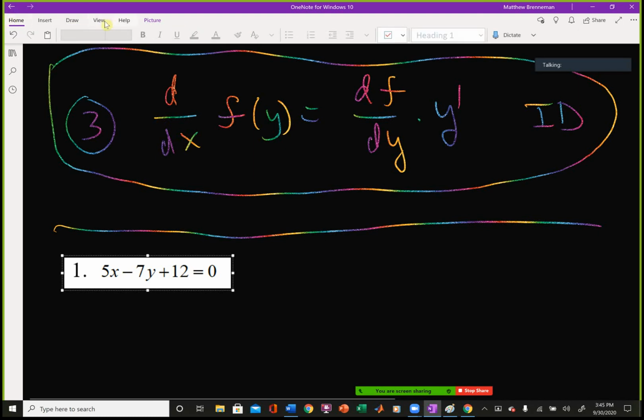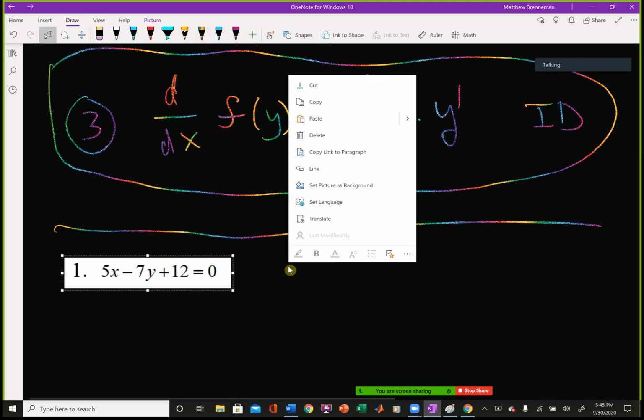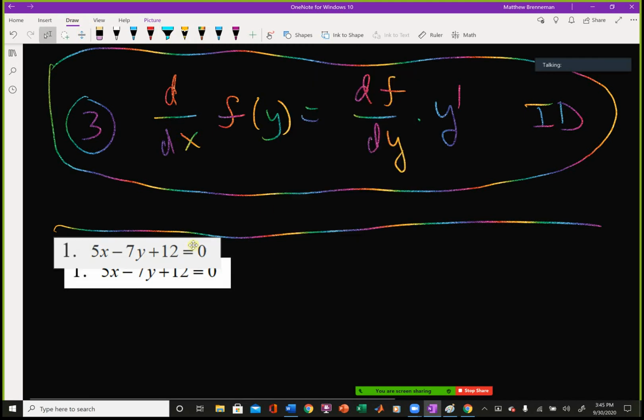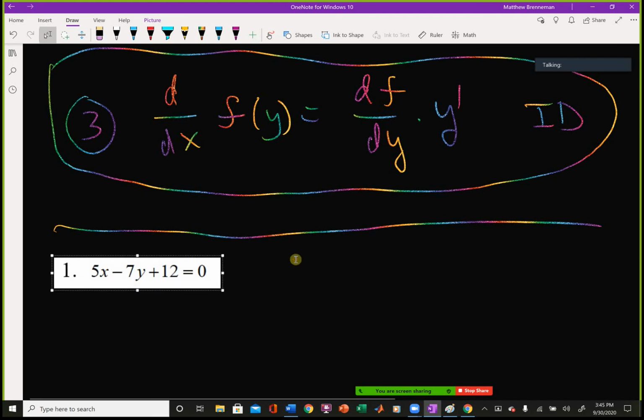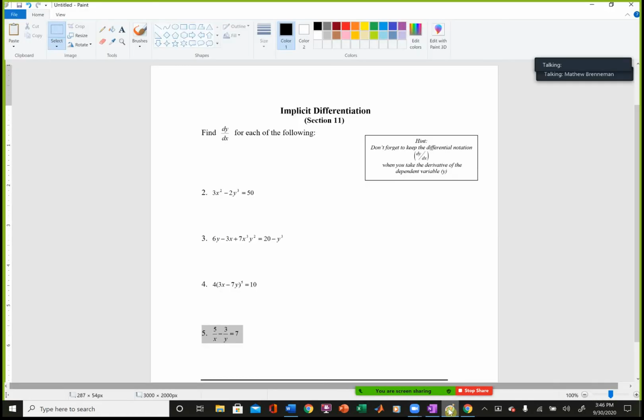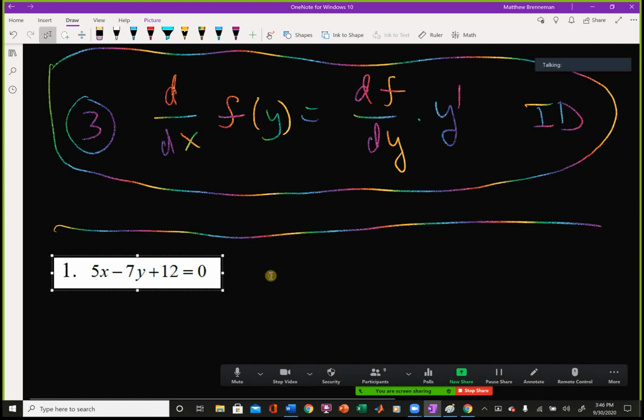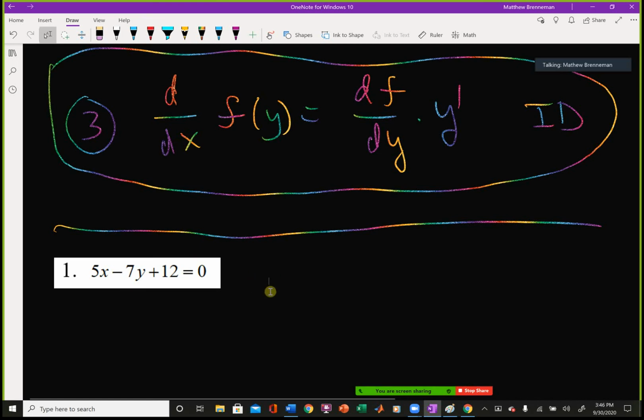Give me a second here. Zoom sometimes causes stuff to freeze up. It's a real pain. Let me see if I can get out of here really quick. Okay, I can. That's good. There we go. Sorry about that.